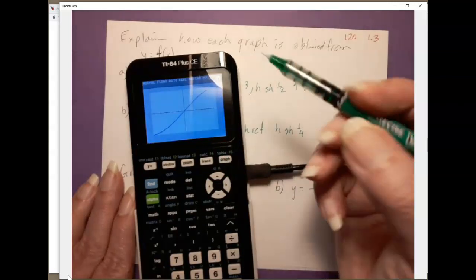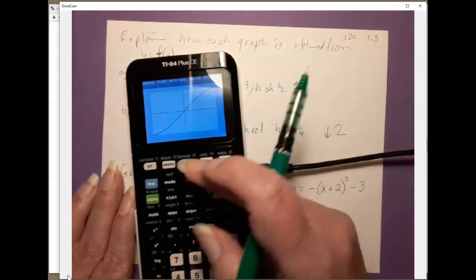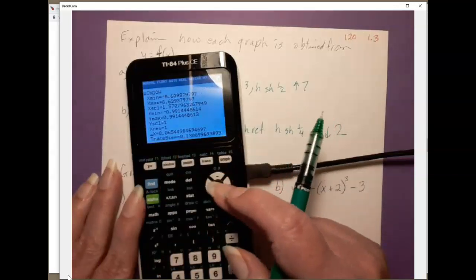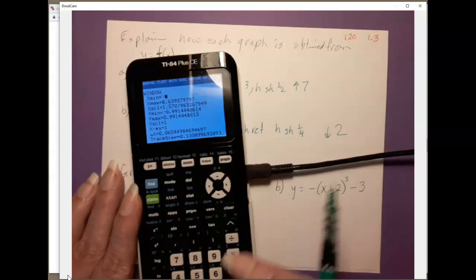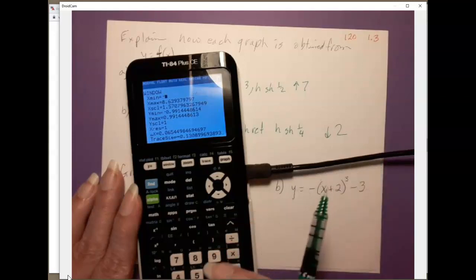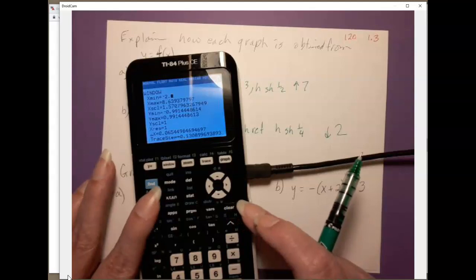So if I wanted to see this a little better, I'd have to go to my window once this stops. Go to my window. And I'm going to set this, I set it, what was it, negative 2.5 pi, alpha pi.